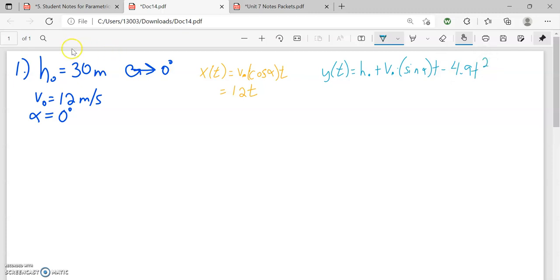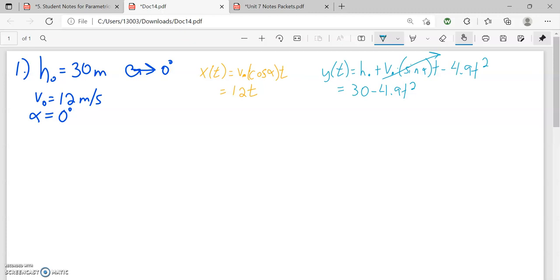And we are in metric, so I'm going to use that coefficient we just talked about, negative 4.9 t squared. So what we get here is y of t is equal to initial height. Sine of 0 is 0, so initial velocity times 0 times anything times 0 is just 0. So we really have the initial height minus 4.9 t squared. And okay, so we have our equations.